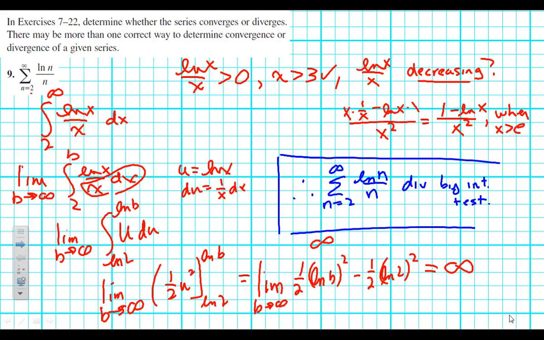Now, I do want you to note that this thing looks a little bit like 1 over n, except it's bigger than 1 over n. It kind of looks like 1 over n, but natural log of n is bigger than 1 for n's that are bigger than 3 or larger. You could have done the direct comparison test. This series is a known divergent series, and this thing is bigger than that. So you could have done it that way as well. I like the integral test for this one better.